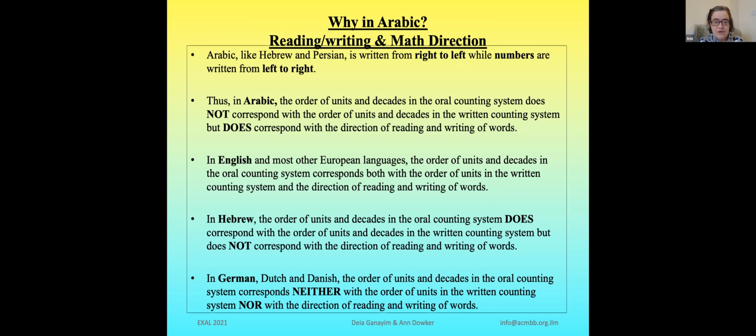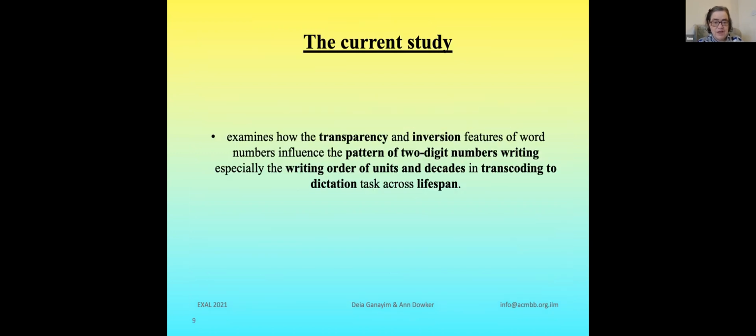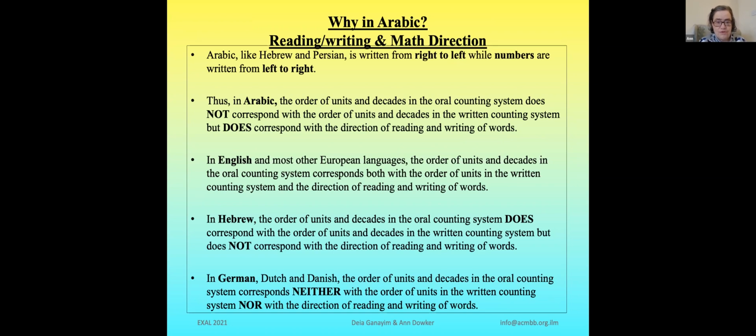In Hebrew, the order of units and decades in the oral counting system does correspond with the order of units and decades in the written counting system, but doesn't correspond with the direction of word reading. And in German, Dutch, and Danish, the order of units and decades in the oral counting system doesn't correspond either with the order of units and decades in the written counting system, nor with the direction of word reading and writing. Next slide, please.